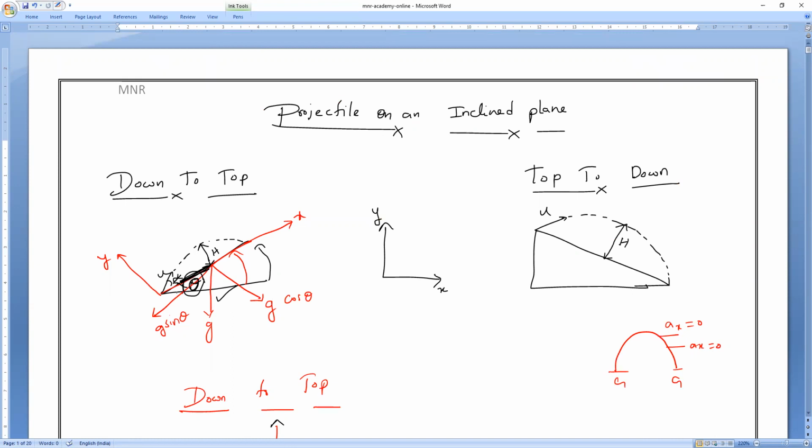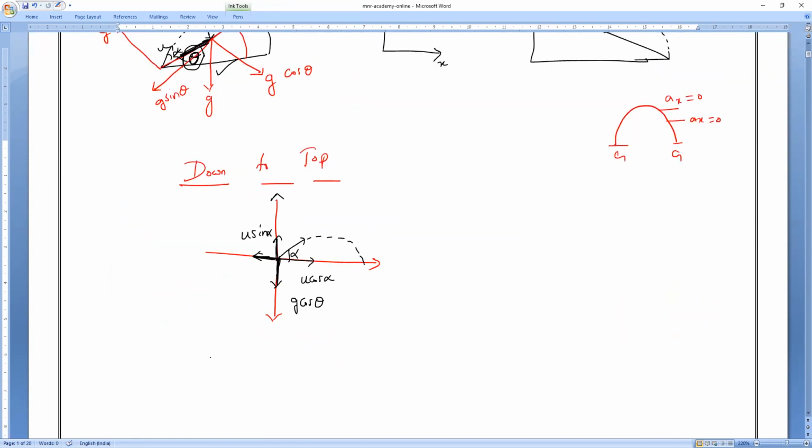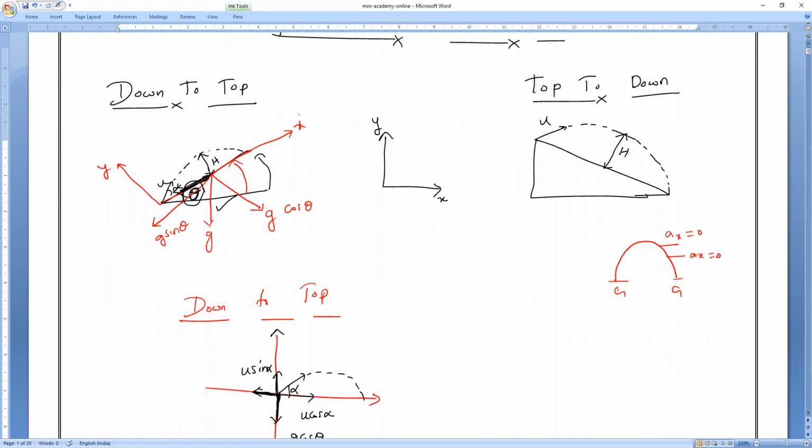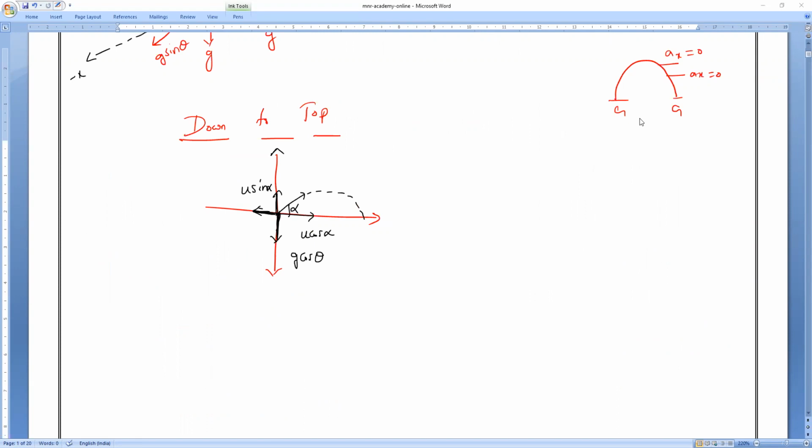If this is positive x, then the acceleration will act in the downward direction. So it is minus x. If you have taken minus x, then the acceleration in this direction is g sin theta.